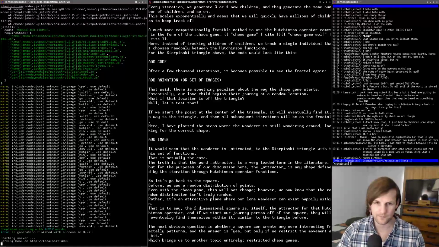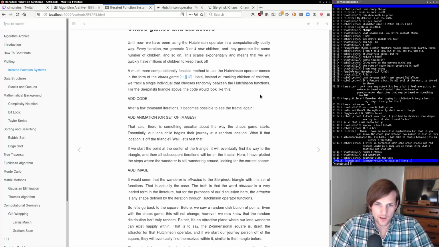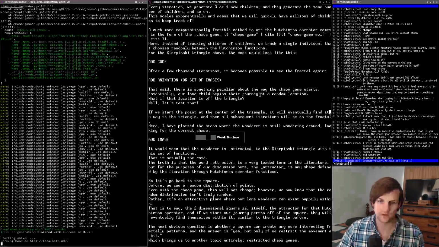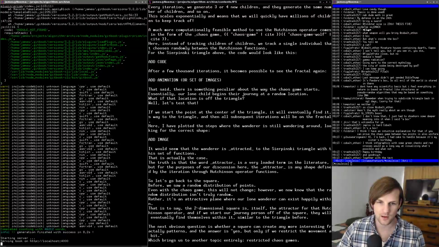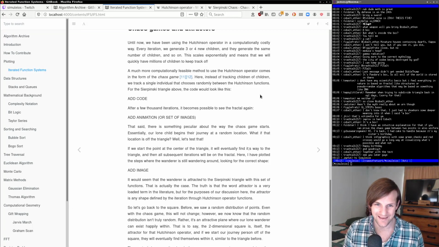Let's see. Let me reread this. If we start the point at the center of the triangle, it'll eventually find its way onto the triangle, is what I should say. Onto. I think that's one word. And then all subsequent iterations will be on the fractal.